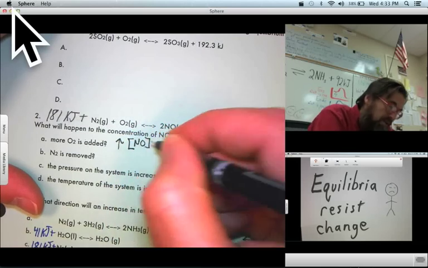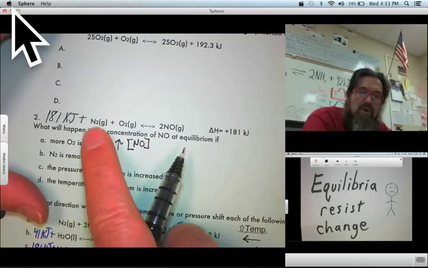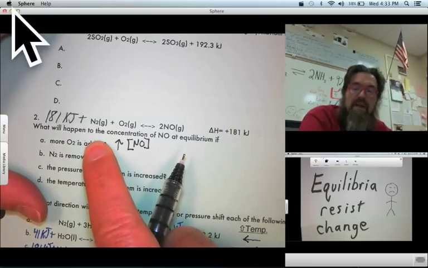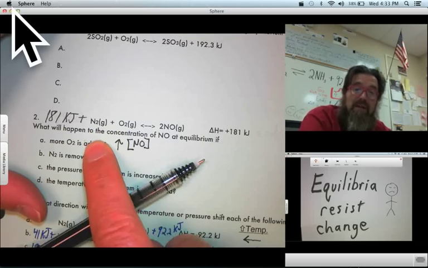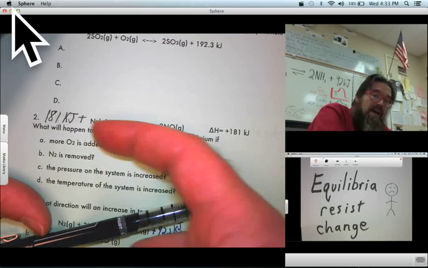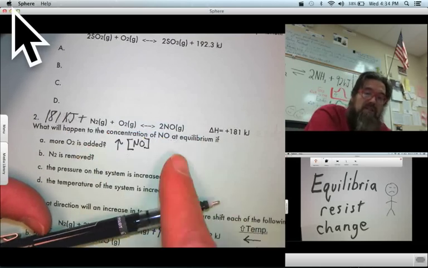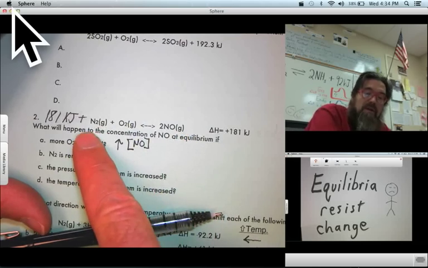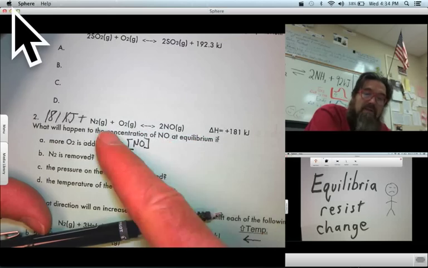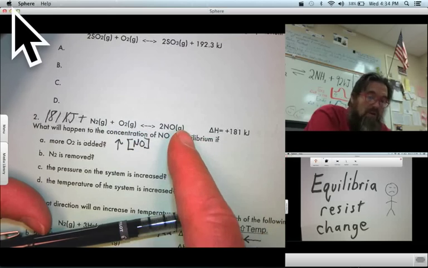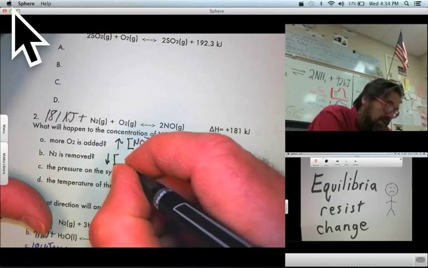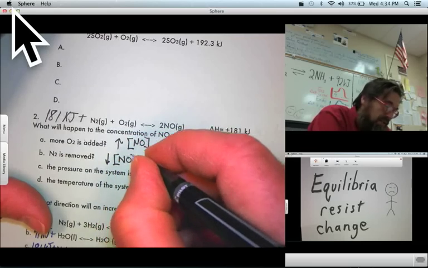NO shifts upwards. What if we remove N2? If we remove N2, then the stubborn child equilibrium will do something to add N2. What can it do? Well, if it shifts left, if it does the reverse reaction, it's going to take some NO and it's going to make some O2 and some N2. And that means shifting left means the concentration of NO is going down. So if we remove N2, it will shift left and we will have a decreased concentration of NO.